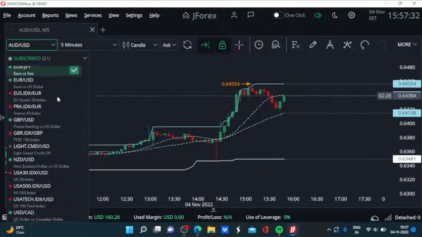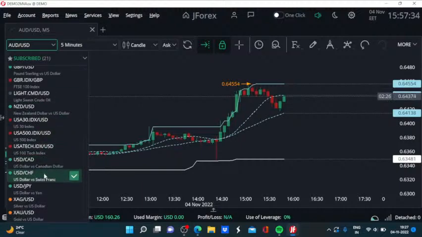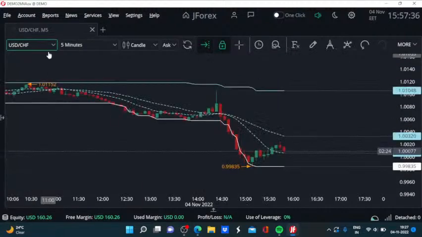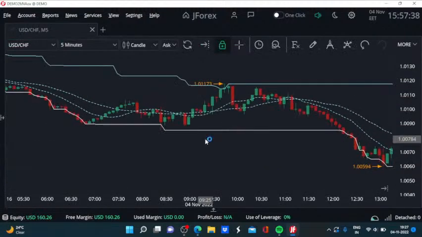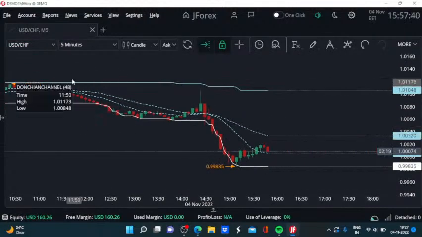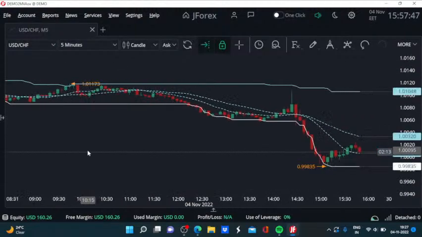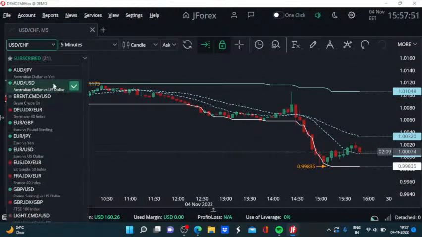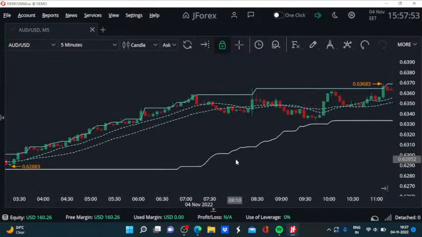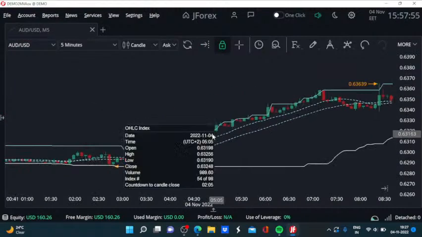So here we have the cases of USD CHF and AUD USD being quite strong in momentum and in bullish momentum. So now we have to decide which is the strongest of the two, USD CHF or AUD USD. For that, we can simply go back in time and see the price formation earlier in the day.